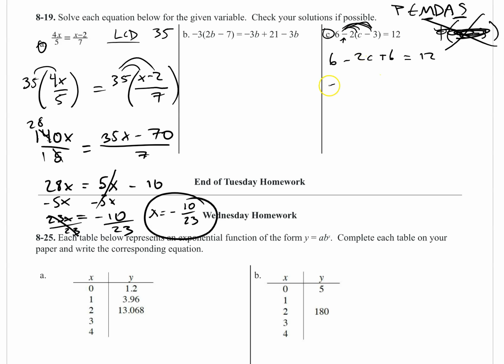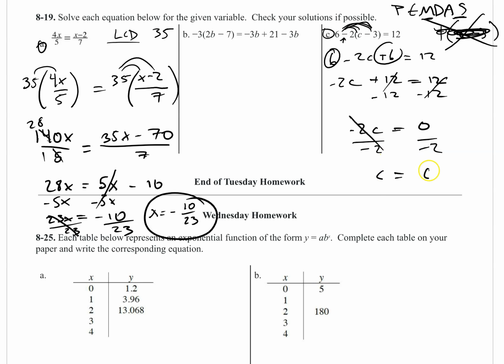Alright, so we've got negative 2c, let's combine like terms. We've got a 6 and a 6, so that's negative 2c plus 12 equals 12. And then if you take away 12 on both sides, we get negative 2c equals 0. And then if we divide both sides by negative 2, c is going to be equal to 0. 0 divided by anything is still 0.